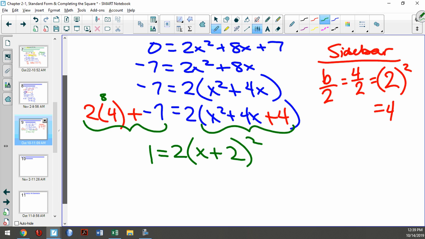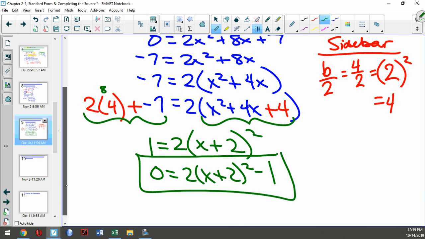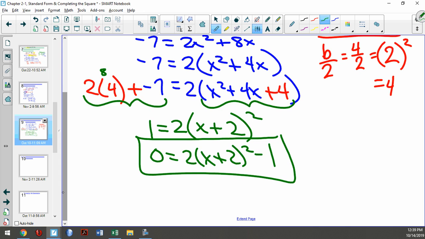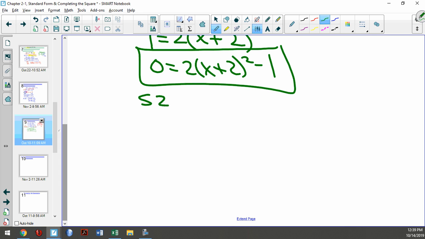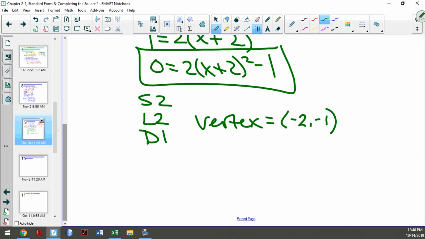Okay, now what's my goal? Standard form. So we're going to subtract the 1. So 0 is equal to 2 parentheses x plus 2 quantity squared minus 1. There's standard form. Now talk to me about it. What's happening to this thing? Stretch of 2, left 2, down 1, to give me a vertex of what? -2, -1. Do we understand that, yes or no?